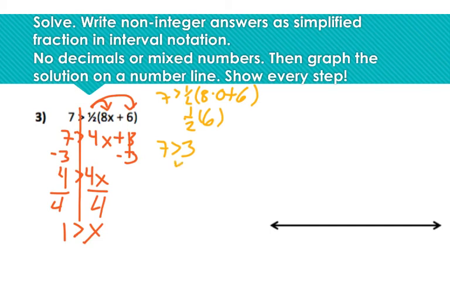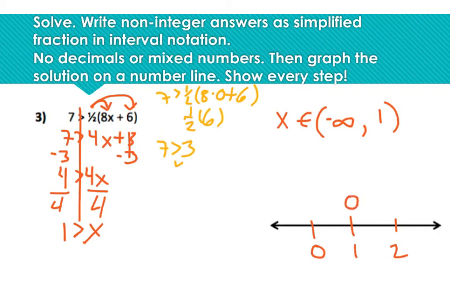Now let's write our answer in interval notation. So we say x is an element from, and here, since x is less than 1, we know it's going down to negative infinity, so that's first. And then it goes up to 1, but it's not including 1, so parenthesis. So x is an element from negative infinity to 1. Graphing it, we have 1 in the middle, 2 to the right, 0 to the left. We're going to have an open circle at 1, arrow going left to negative infinity.